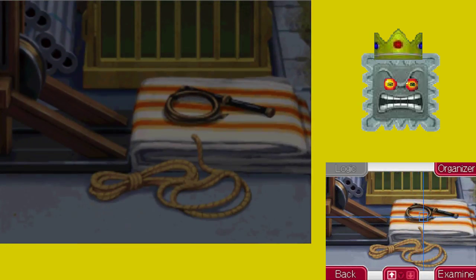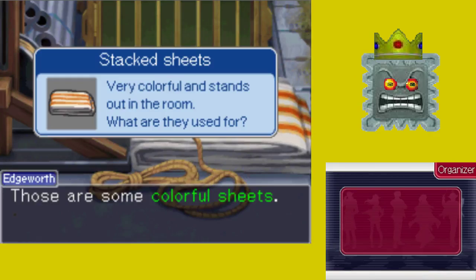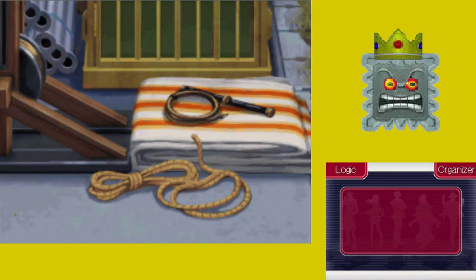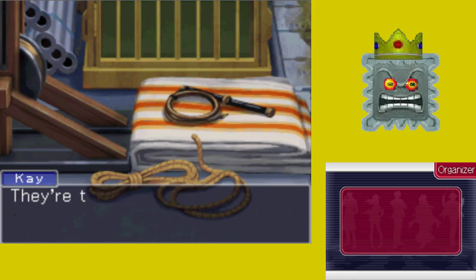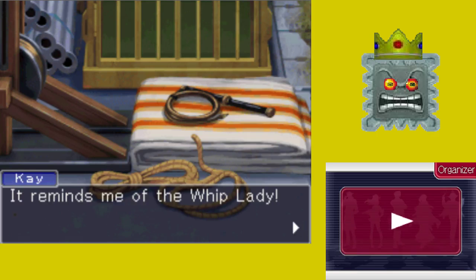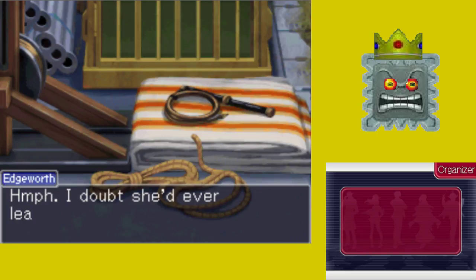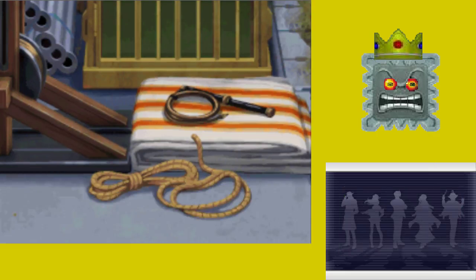Okay, there we go. Look at the whip. Those are some colorful sheets. They're the most eye-catching thing in this room. They don't fit in with the prison. There's a whip lying on top of the sheets. It reminds me of that whip lady. Maybe she left her whip here. I doubt she'd ever leave her whip behind. Only when I need to bring it to her.